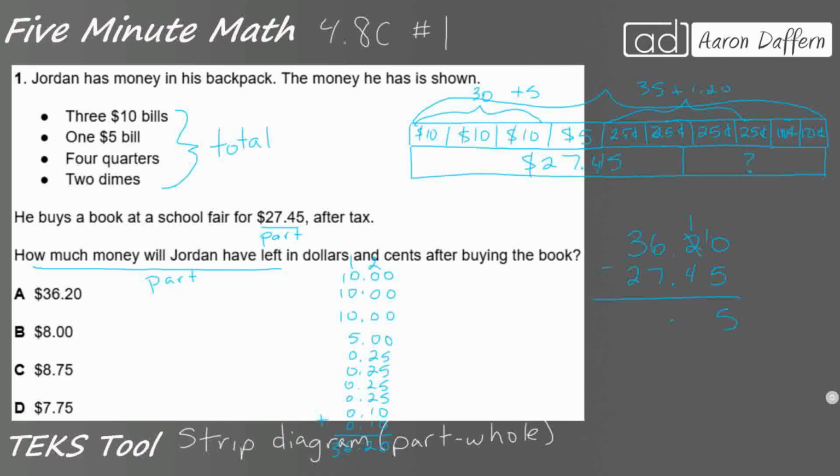Can't do that, so I'm going to take a dollar, leaving 5. Break it up into 10 dimes. Now I've got 11 dimes minus 4 dimes is 7 dimes. I can't do this, 5 minus 7, so I'm going to take a 10, break it up into 10 ones, leaving two 10s for 20. I've got 15 minus 7 is 8. So there we go. $8.75 is the change.